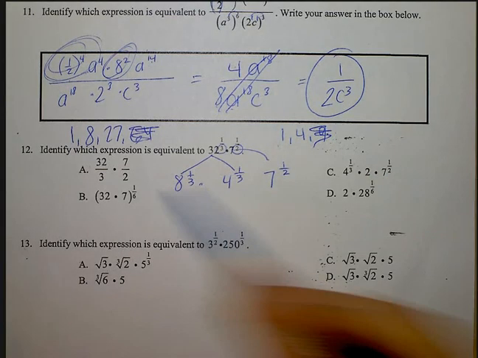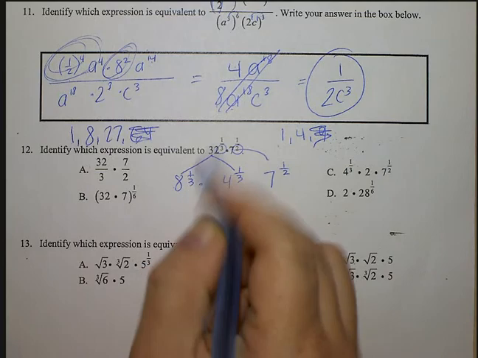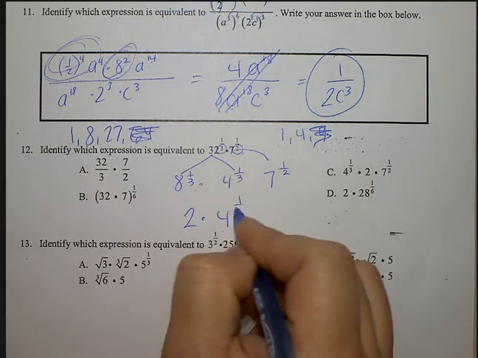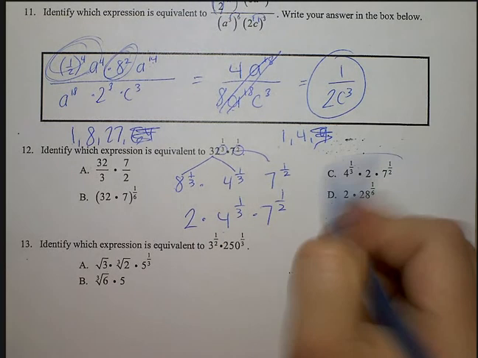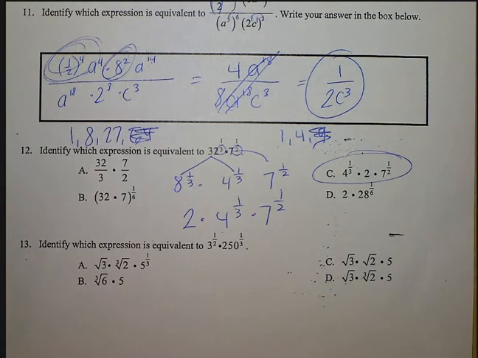So let's look at our answers here. 8 to the 1/3 is 2. The order you write these down in does not matter. So this answer can be found where? C. Okay, go on to number 13.